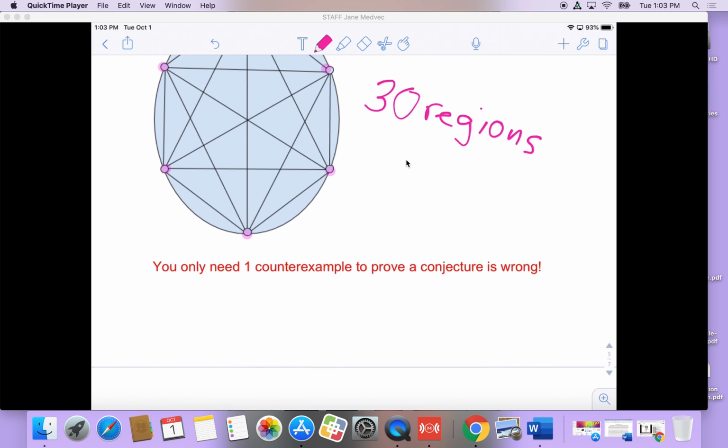So here's a piece that you need to know. You need only one counterexample to prove my conjecture is wrong. So a counterexample, all that means is one thing that's wrong. So for example, all of my girls in this class have blonde hair. No, not blonde hair. I'm done. All the students in this class are boys. Oh, wait, I see a girl right there, right?